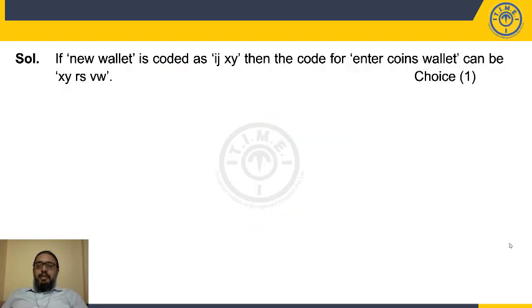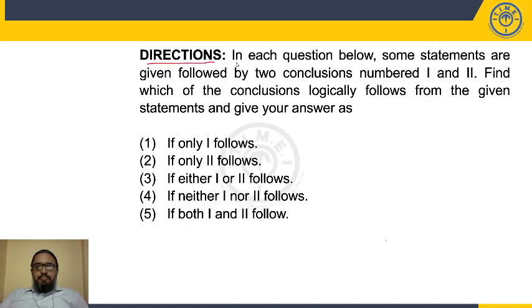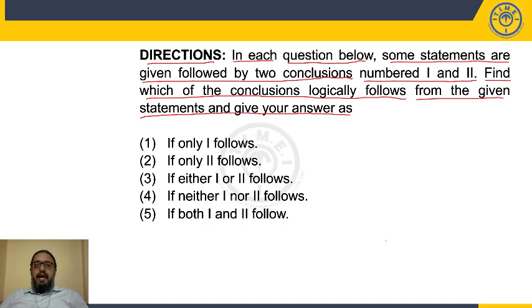Choice one. Okay, so these are the questions you have in this set. Okay, good. Next, directions. In each question below, some statements are given followed by two conclusions, numbered 1 and 2. Find which of the conclusions logically follows from the given statements and give your answer as 1 if only 1 follows, 2 if only 2 follows, 3 if either 1 or 2 follows, 4 if neither 1 nor 2 follows, 5 if both 1 and 2 follow. Okay, right.